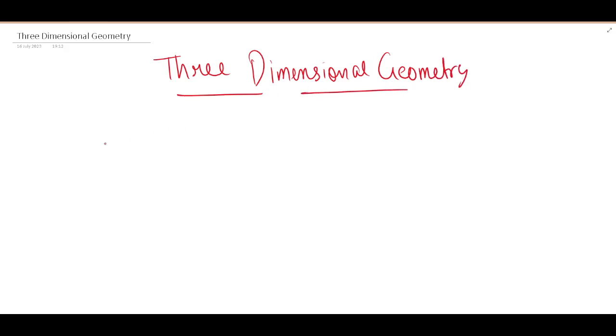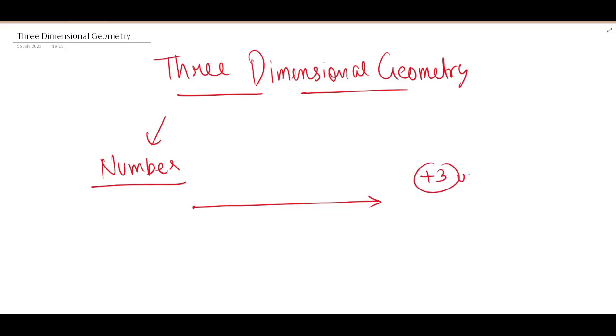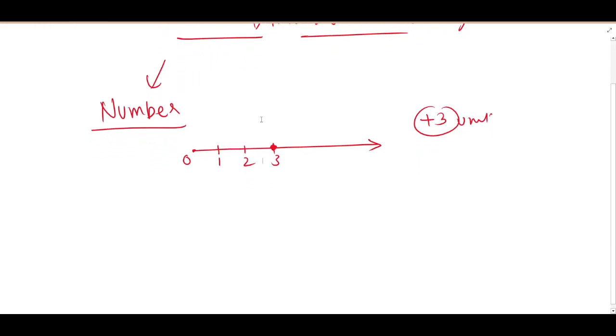We already know about the number line, in which we plot a single point. If we have to plot plus 3 units, we count: this is the 0 point, then 1, 2, and 3. So this is the point 3 on the number line. And if we want to plot minus 3, we go backwards from 0: minus 1, minus 2, minus 3. So this is the point minus 3.